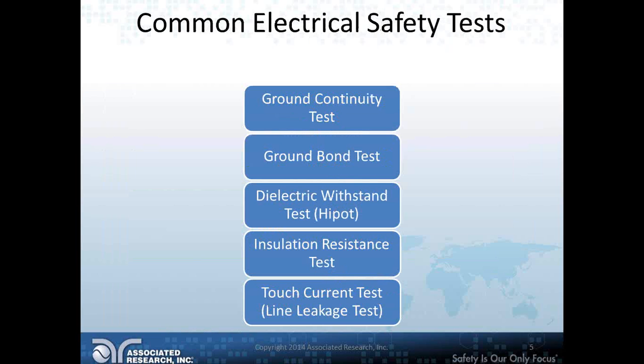Here is the quick list of the most common electrical safety tests that most of our instruments are able to perform, and most of these tests are also required by, if not all, most of the electrical safety test standards. The first test is the ground continuity test, followed by the ground bond test, then the dielectric withstand test, also known as the hipot test, then the insulation resistance test, and lastly, the touch current test, or more commonly known as the line leakage test.